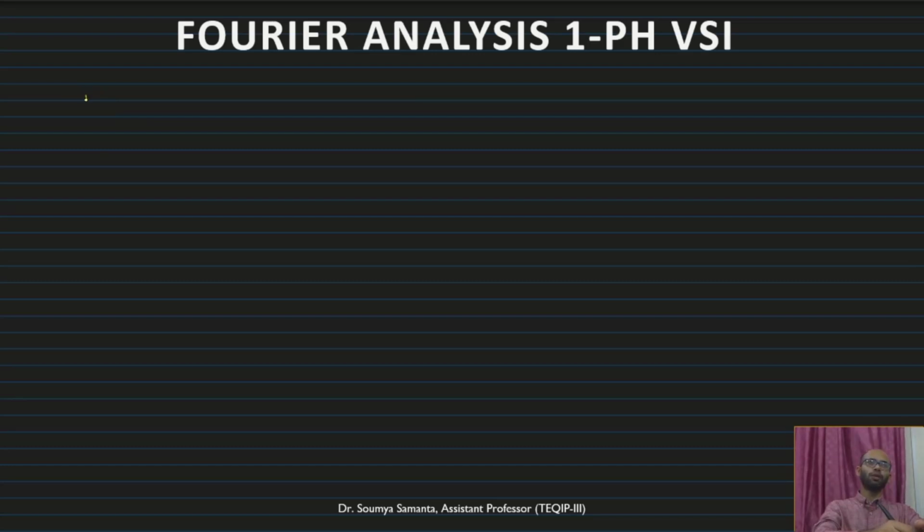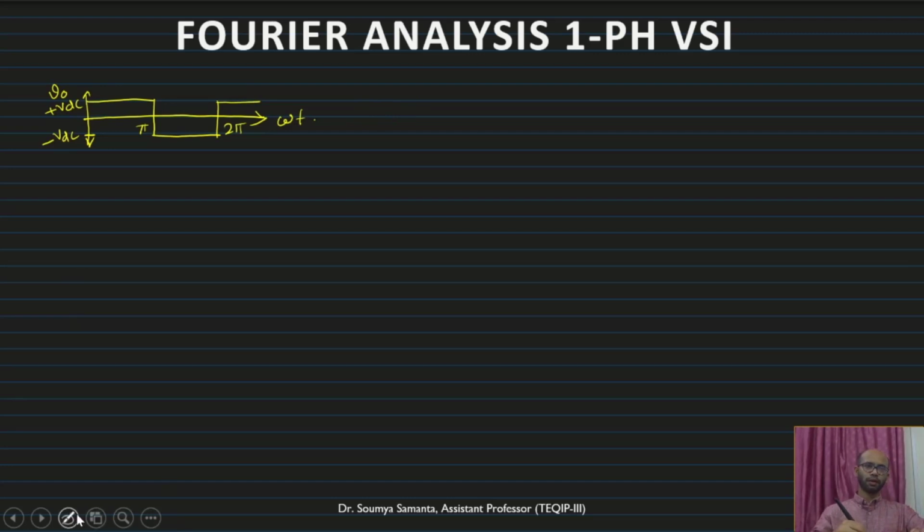In single phase VSI, what was the output voltage? VAB we have explained. Let us write that as V output. It is positive VDC for half of the cycle and negative VDC for the remaining half of the cycle. So this was plus VDC, sorry, this is minus VDC and this is plus VDC. This was omega t, the fundamental angle at fundamental frequency omega. Now this was pi, this was 2 pi.